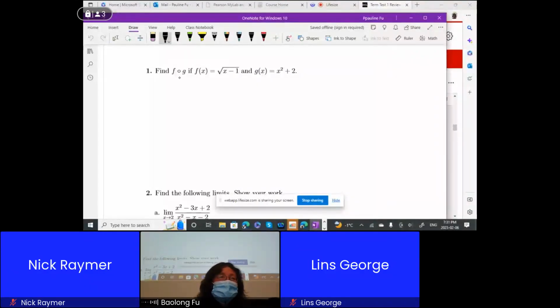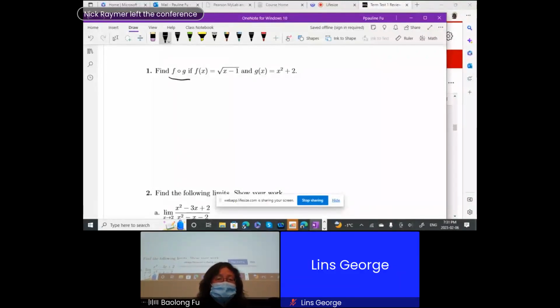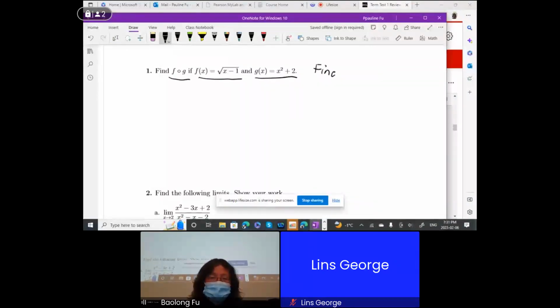Fourth question, find the composite of function f over g, if f is the square root of x minus 1 and g is x squared plus 2. And then I will give you another question: find g composite with f. So let's do this first, f composite with g.